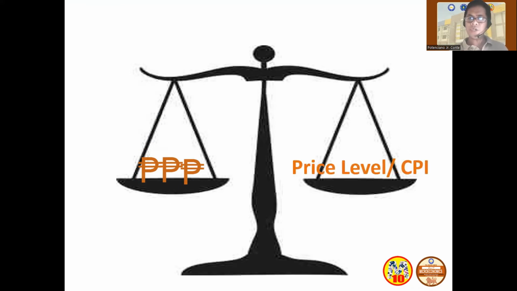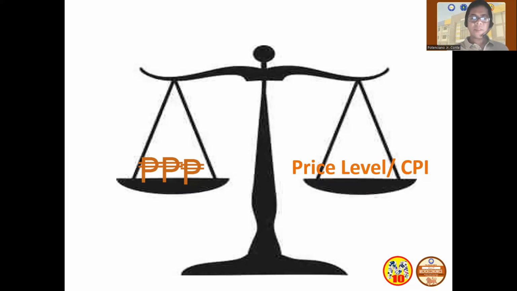So, as an illustration, we have here a weighing balance. At the first part of the weighing balance is the amount of money circulating in the economy, represented by the 3 P's. While at the other part of the weighing balance is the price level or the consumer price index. Okay? CPI is used by economists in order to determine if there is an inflation rate. So we are comparing the CPI from one quarter to the previous or from 1 year to the next. That is CPI.